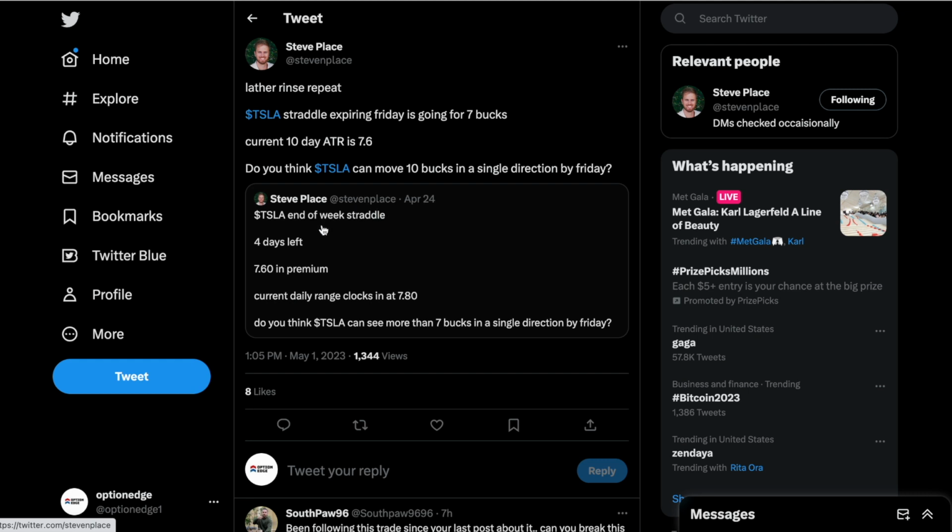He put out Tesla, end of the week, straddle currently priced at $7.60, okay? And that the average daily range clocks in at about 7.80. So basically the average daily range is the average price movement of Tesla, and the straddle is going for $7.60. So if Tesla moves more than $7.60, you will be profitable. And when the average daily range is clocking at 7.80, the numbers are showing you that on average, you're probably going to profit if you buy a straddle.